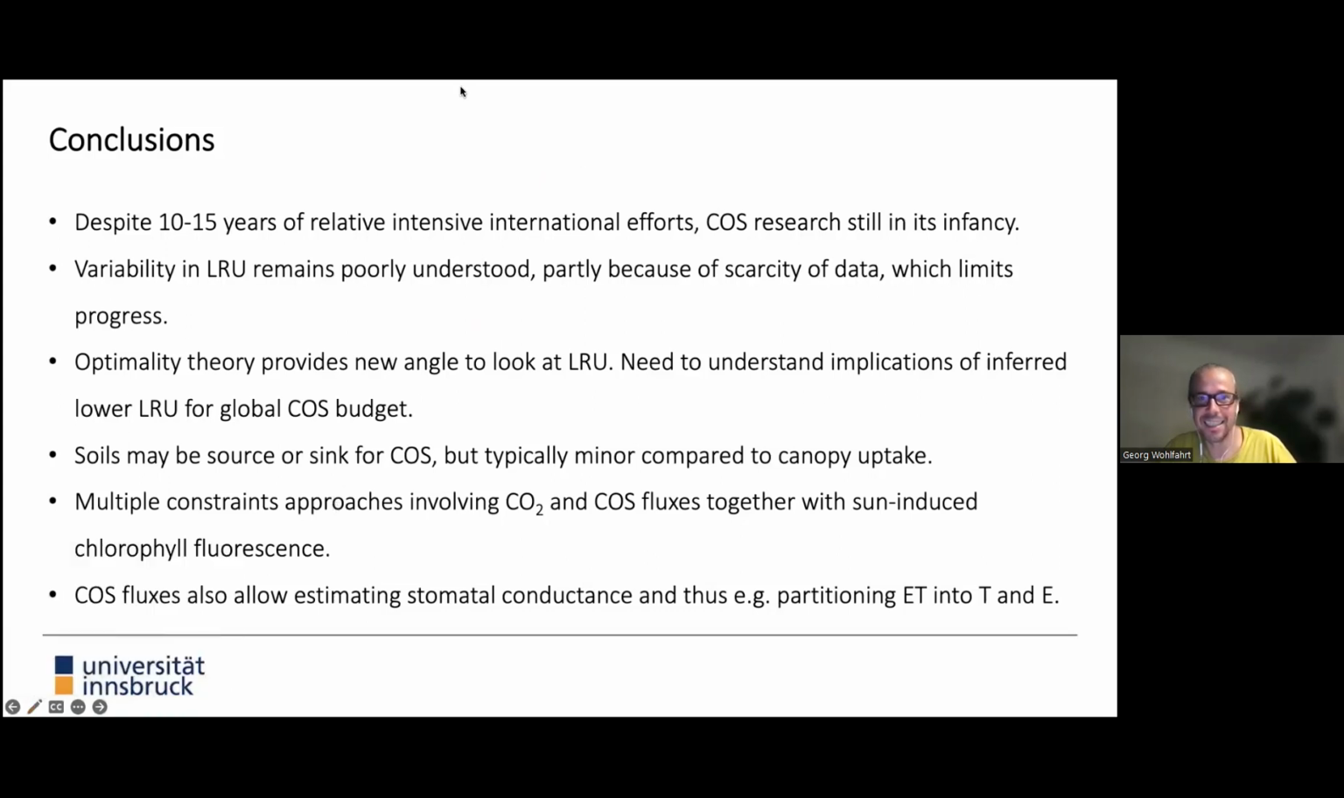Hi, I have a question. Can you hear me? Yes, I can hear you. I want to know, how did you get the global map for the LRU?